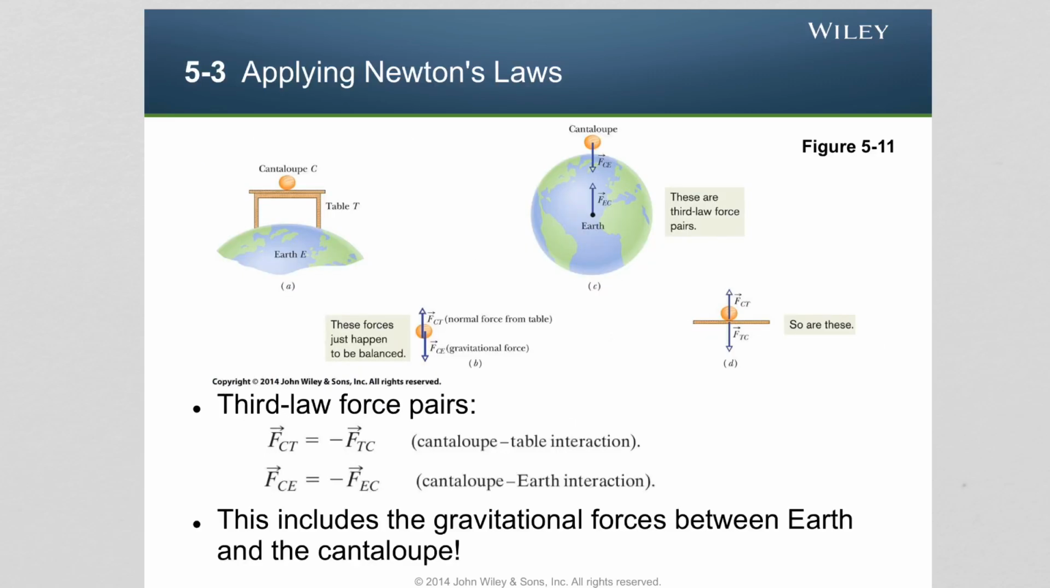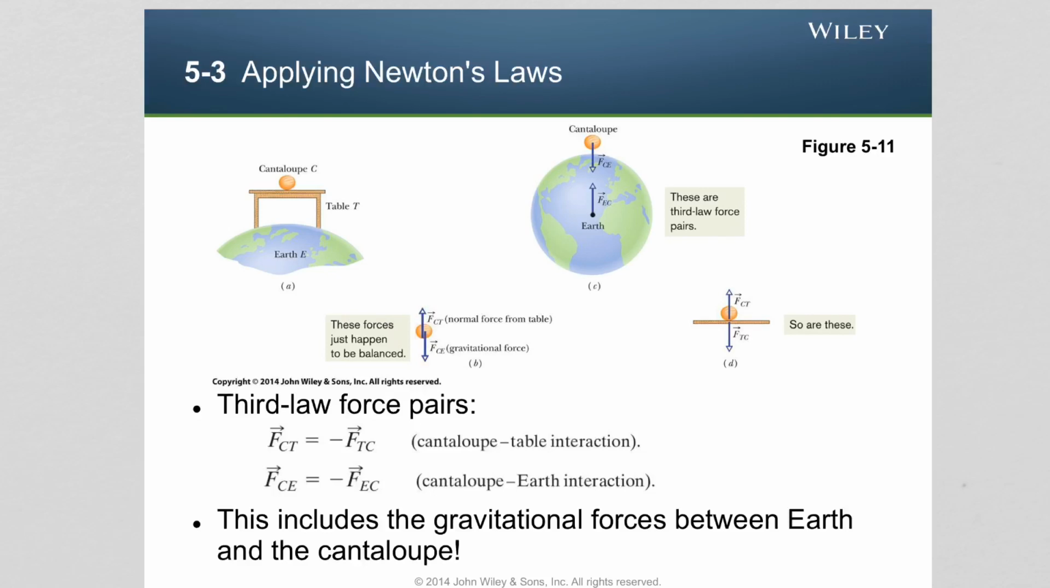So here we have a few other examples. We have a cantaloupe resting on a table surface. There is an action-reaction pair arising between the cantaloupe and the surface. The cantaloupe pushes down on the surface with its gravitational force. The table reacts with the normal force. So that is an action-reaction pair between the cantaloupe and the table.